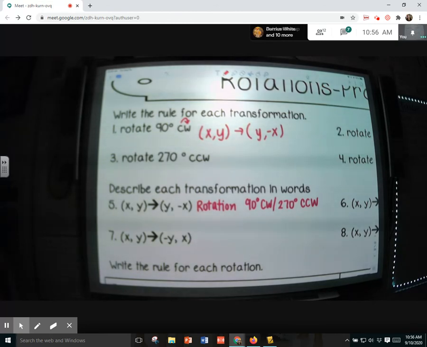If you wrote rotation 270 counterclockwise, it's correct. I can't mark it wrong. Which one would you rather do? I prefer 90s. Okay. So if I look at number 3, rotating 270 clockwise is the same as 90 counterclockwise, right? 270 counterclockwise is the same as 90 clockwise. Yeah. So that right there is exactly the same.